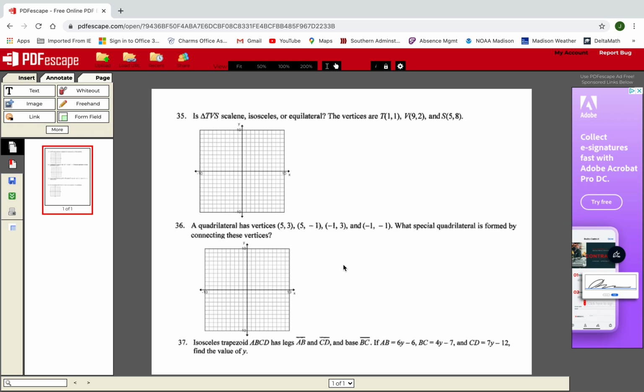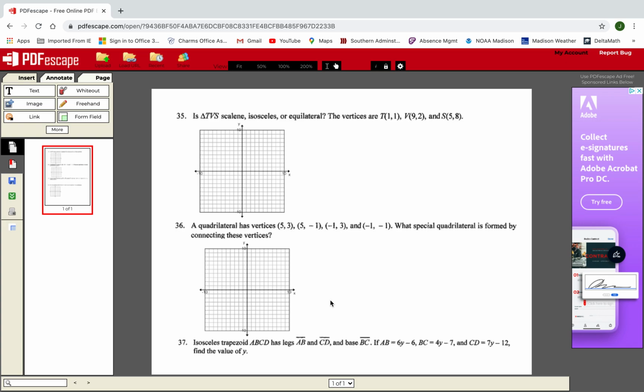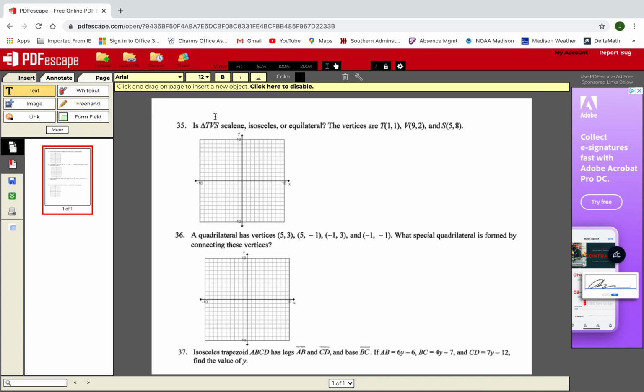Okay, so I took problems 35, 36, 37, and 38 and moved them to a separate document and put graphs on there so that I could graph them on the video, okay? So for problem 35, it says, is triangle TVS scalene, isosceles, or equilateral? And they give you these vertices. So it's going to be helpful for us to graph this.